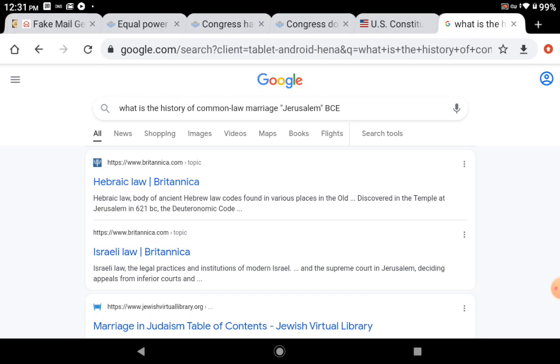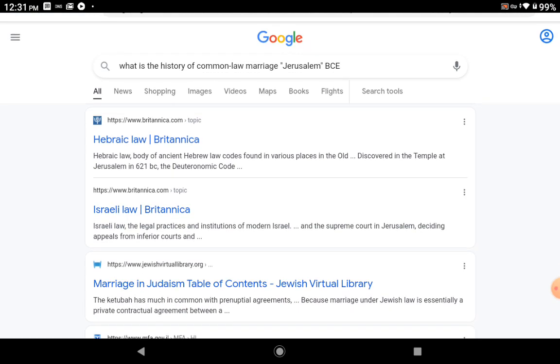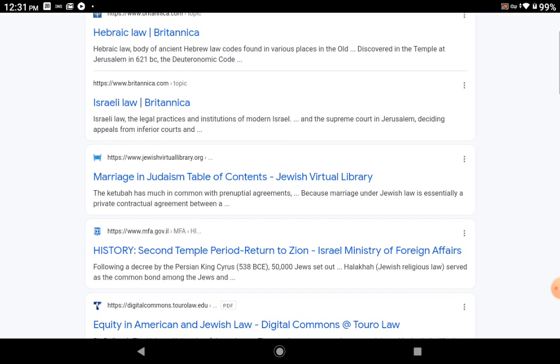That it ain't with the W though. Okay, ladies and gentlemen, it says a body of ancient Hebrew law codes found in various places in the Old Testament, discovered in the temple at Jerusalem, but that's not what we're looking for. We're looking at common law. We're not looking for common law. We're looking for common law marriages.